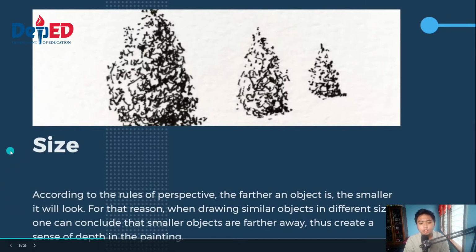Then we have size. According to the rules of perspective, the farther an object is, the smaller it looks. So when you are drawing, let's say, a large background and there are trees, if you want to portray that this object is farther away, in the background, not in the midground or the foreground, then you need to make it smaller. The smaller it is, the farther it goes.